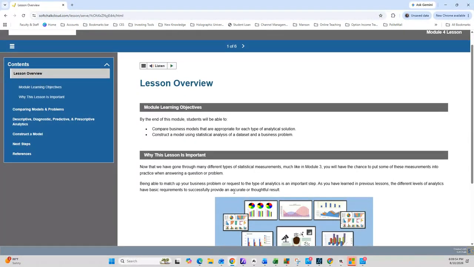All right, so notice Module 4, the module learning objectives. By the end of this module, students will be able to compare business models that are appropriate for each type of analytical solution, and construct a model using statistical analysis of a data set in a business problem.